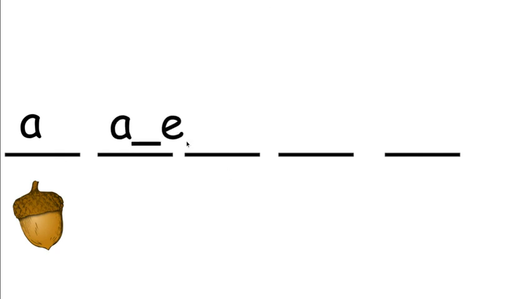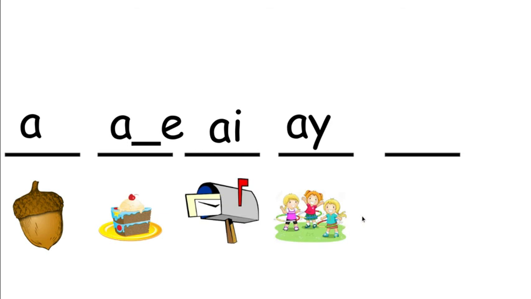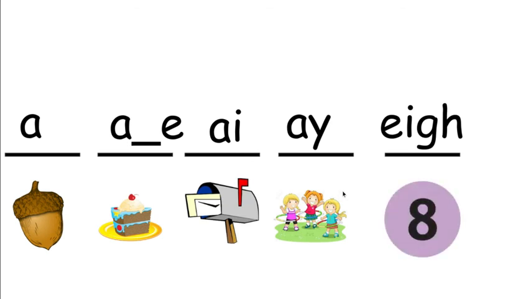The most common way to spell the long A sound is a plain old A at the end of an open syllable, like acorn. The next most common way is A with a consonant and the super silent E, like cake. The next most common way is AI, like male. This is one of the ways we're going to practice today. The next most common way is AY, usually comes at the end of words, like play. And the least common way to spell the long A sound is EIGH, like the number 8.